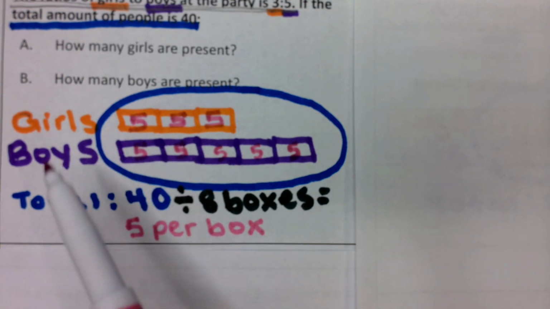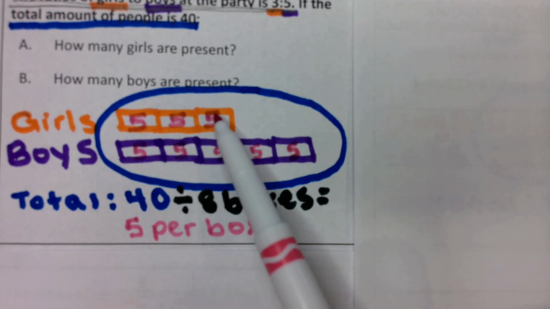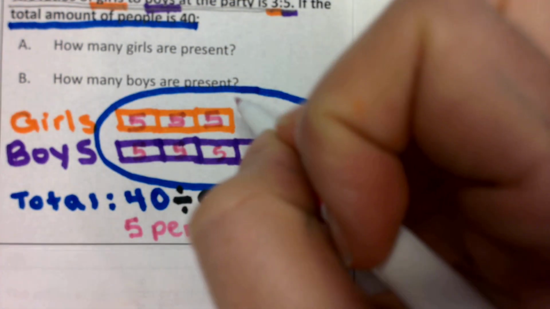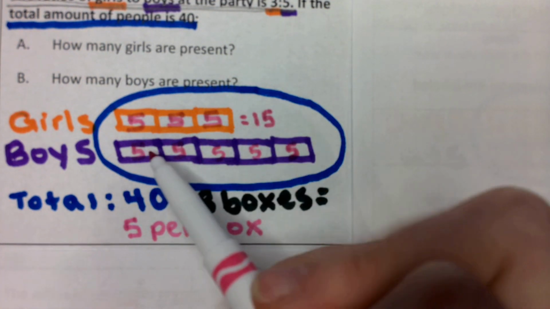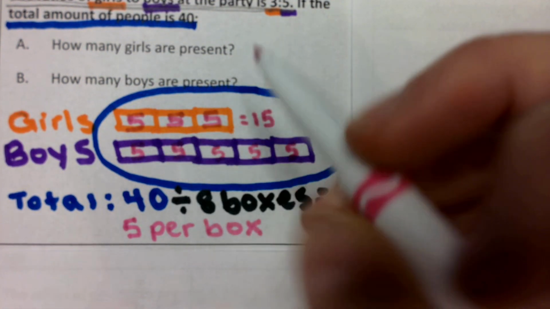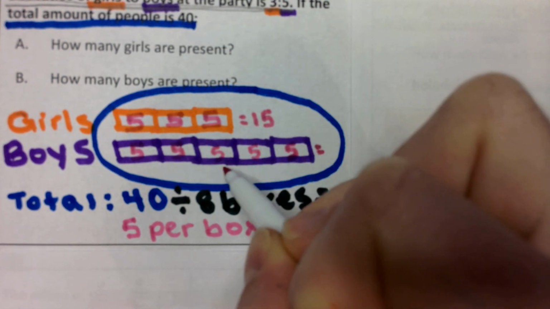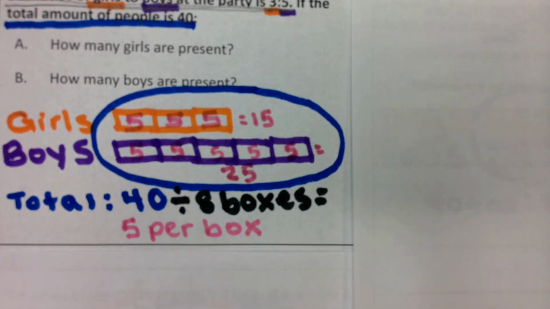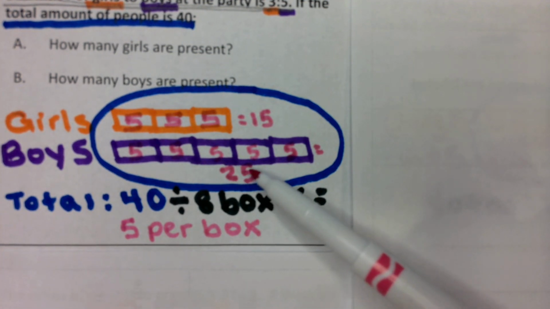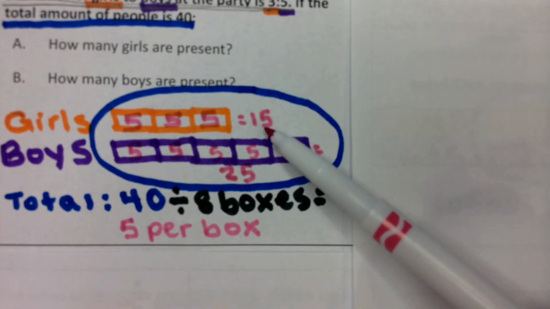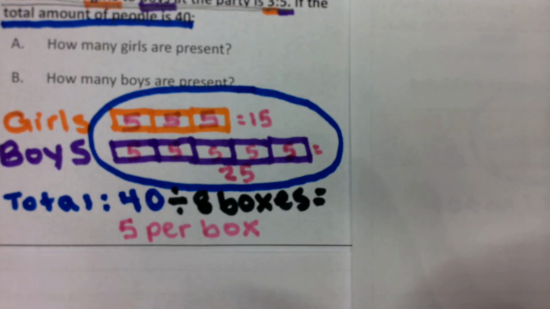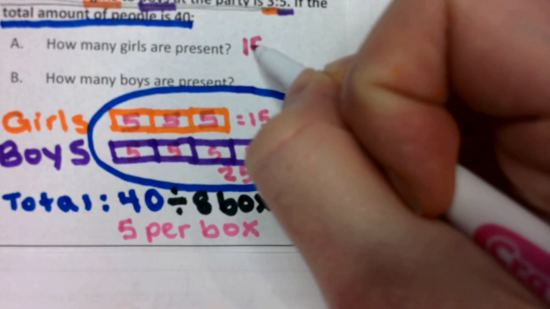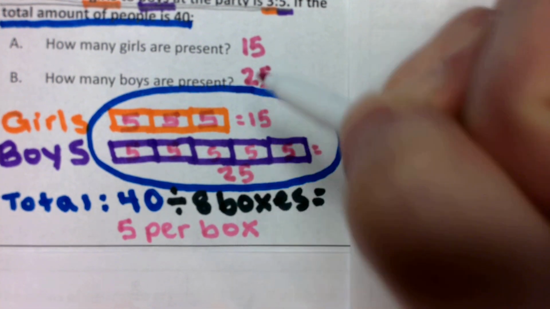Now that we can see that there's 5 plus 5 plus 5, or 5 times 3 is 15 girls, and 5 plus 5 plus 5 plus 5 plus 5, or 5 times 5 is 25 boys. And a way we can figure out if this is reasonable is, well, if there's 25 boys and 15 girls, that's a total of 40 students. So our answer is correct. There are 15 girls and 25 boys.